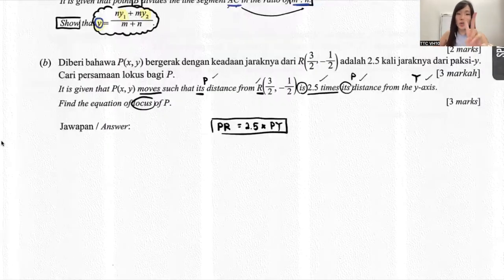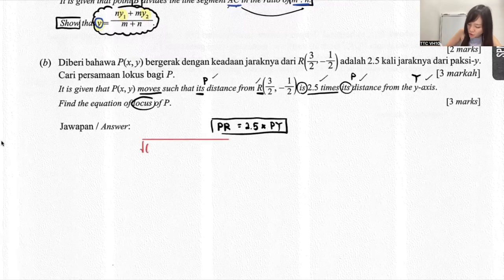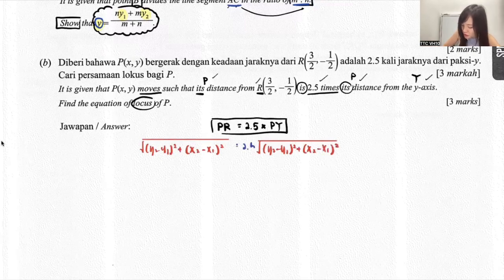Locus only has two methods. First, either use the distance formula. Second, use perpendicular. Do you see the word perpendicular? No, so I think definitely using distance. The distance formula is like that: square root of y2 minus y1 squared plus x2 minus x1 squared. The same applies for the other side: y2 minus y1 squared plus x2 minus x1 squared. Don't tell me, teacher, how to do the y-axis. Never mind, you chill, I will teach you.